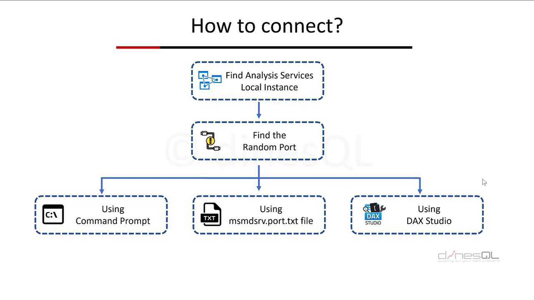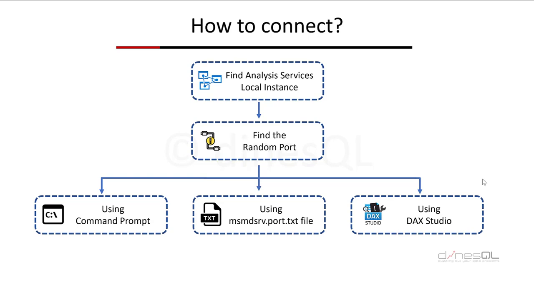So how do you find it? You can easily find it using Task Manager, which is in Windows, or there are some other ways of finding this process ID. I'll show you the way of finding the process ID using the Task Manager, and then we can use this process ID with command prompt for finding the port number.